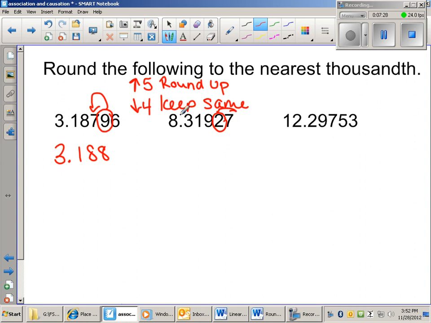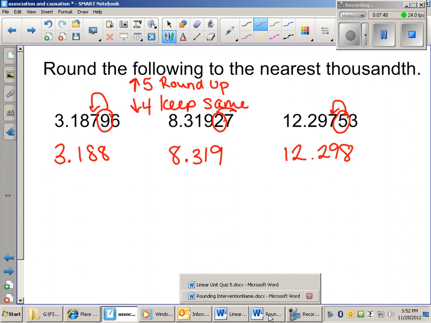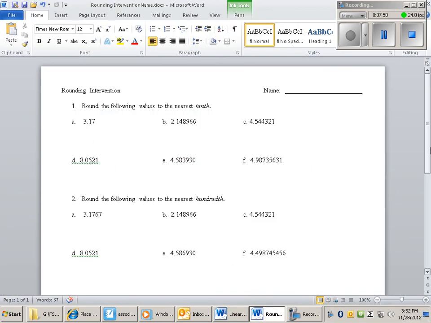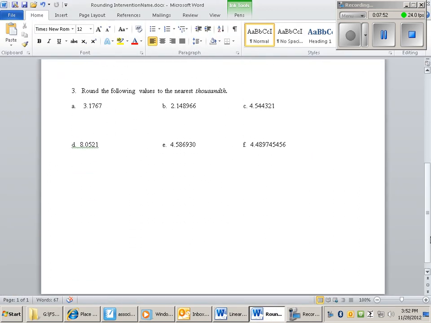Last one, the 4th number, 1, 2, 3, 4, is this 5. A 5 is 5 or higher, so it's going to round this 7 to an 8. At this point, you should pause the video and work on the number 3 on your worksheet. And after you have finished working through these problems, you can unpause the video and we will look at the answer key.